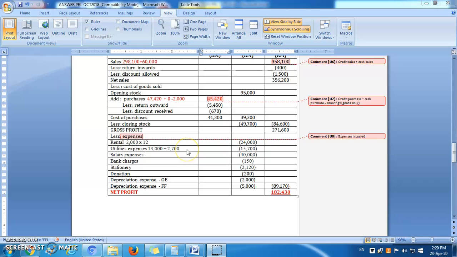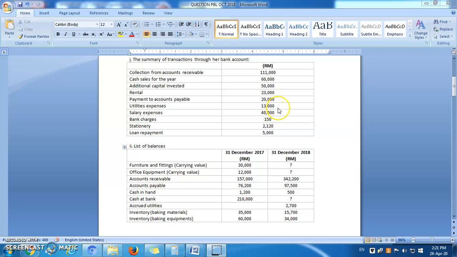Same goes with utilities. Shown in the bank items, the business already paid 13,000 ringgit, but there is a balance of unpaid utilities expense of 2,700. Let me go back to the question for you. Here it is. We have utilities expenses, 13,000. This is transactions through the bank account. So throughout the year, the business has already paid 13,000 ringgit for utilities expense.